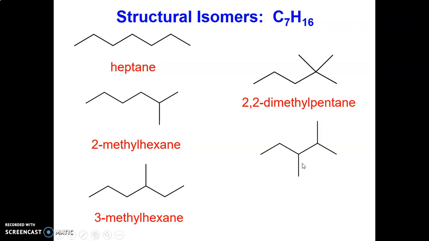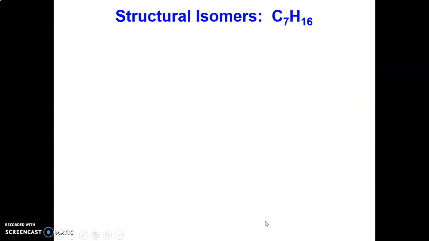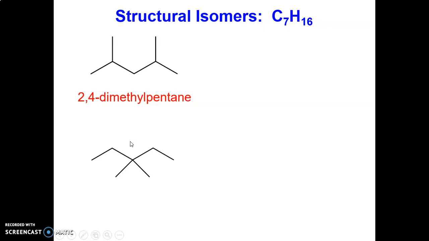I could do something like this. This would be a 2,3-dimethylpentane. Okay, what about this one? This would be a 2,4-dimethylpentane. I could also do this. This is a 3,3-dimethylpentane. Now you probably have figured out you can't do 4,4 because that would actually be the same as 2,2 if you flipped it around.